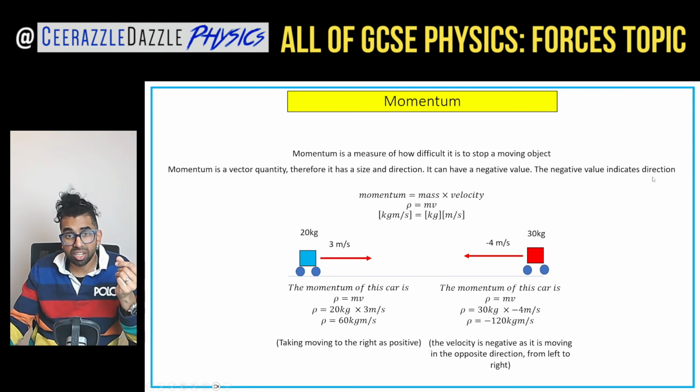The negative value indicates the direction. Right, so momentum, the formula is equal to the mass times the velocity. There we go, p is equal to mv. Mass is in kilograms, velocity is in meters per second, therefore the momentum is in kilogram meters per second.